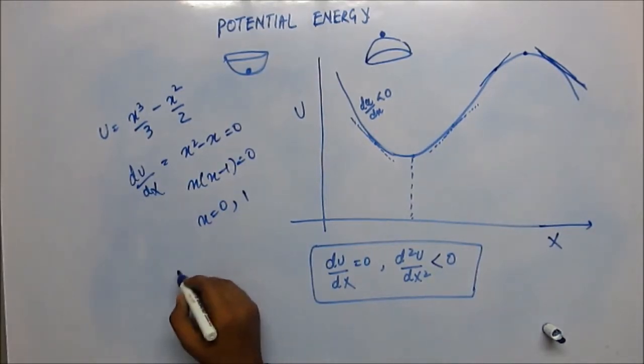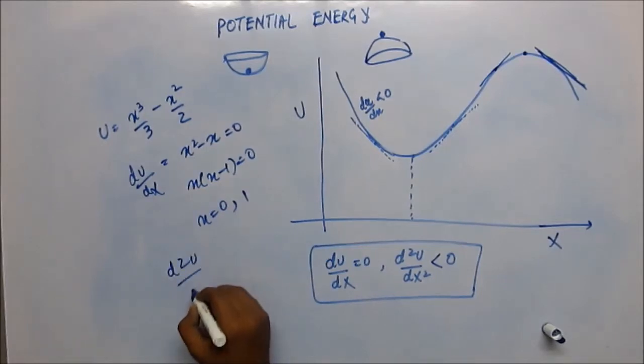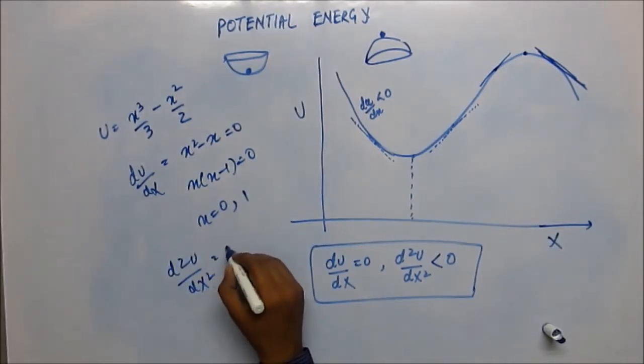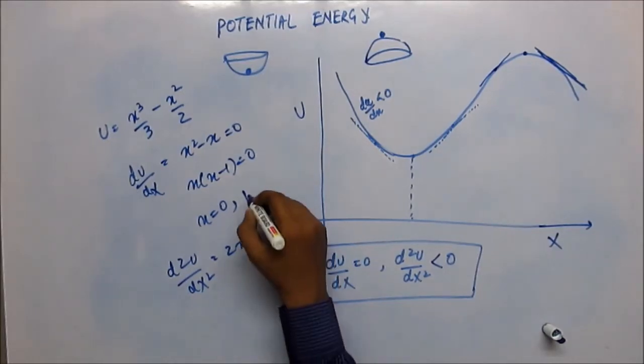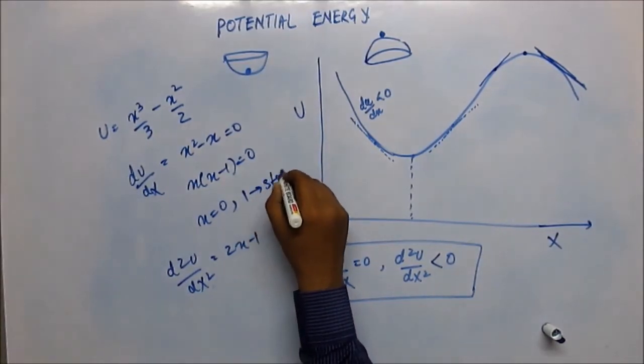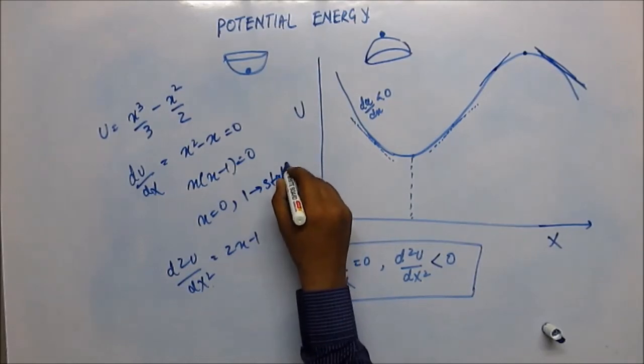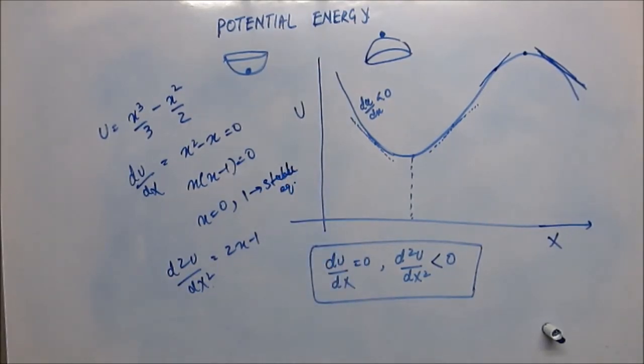These two points will satisfy the condition. Now the second derivative, d squared U by dx squared, is 2x minus 1. For x equal to 0, the second derivative is negative. That means x equal to 0 is a point of unstable equilibrium. For x equal to 1, the second derivative is positive. That means x equal to 1 is a point of stable equilibrium. Okay, that's how you do it. Easy? Okay.